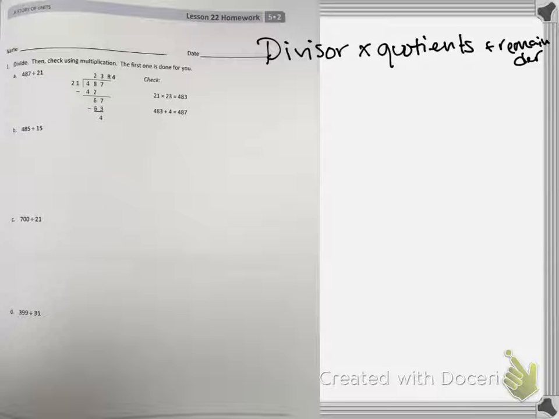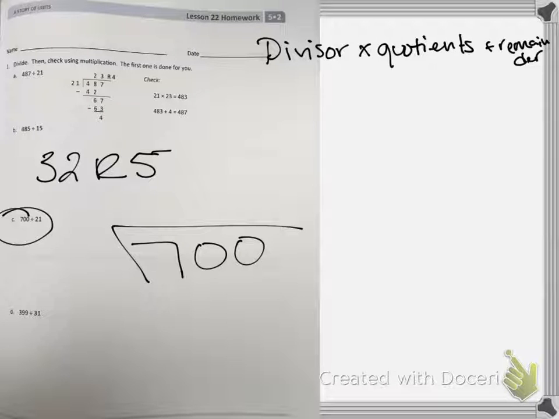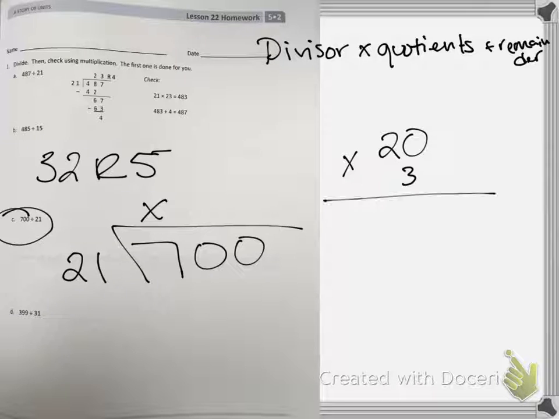So let's try. I'm going to do C. So the answer to B is going to be, let's see, 32 remainder 5. All right, so let's see C. C is going to be 700 divided by 21. 7 can't be divided by 21. 70 can be divided by 21. So let's see. I'm going to say 21 rounds to 20. So what multiple of 20 is close to 70? Well, I know 60 is close to 70, so that would be times 3. So 20 times 3 equals 60.